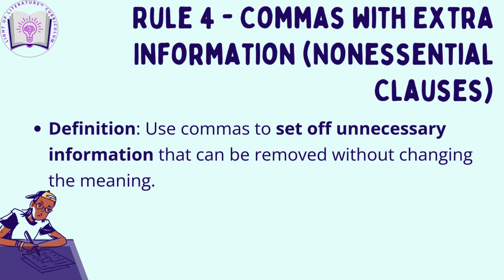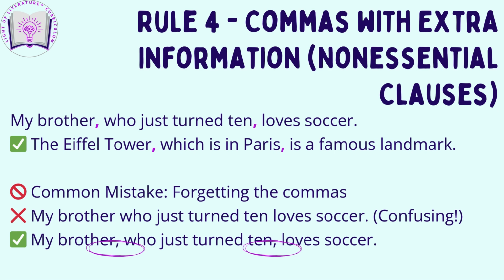So let's look at number 4, our extra information, things that we don't need for the sentence to make sense. We can throw commas around it so that our commas are kind of like our hands, and we can pick those words up and toss them out of our sentence because we don't need them. And sometimes that helps to make sure we don't have subject-verb agreement issues. All right, so, my brother, who just turned 10, loves soccer. My brother, comma, who just turned 10, comma, loves soccer. If we pick up "who just turned 10," our hands are our commas, and toss it, my brother loves soccer. We still have the key information, and so that's a non-essential clause.